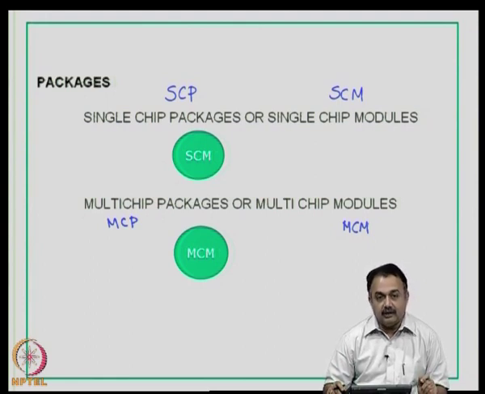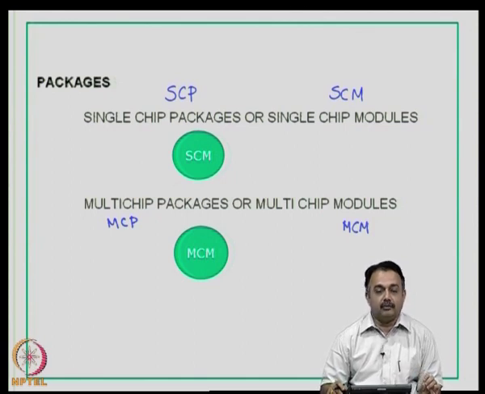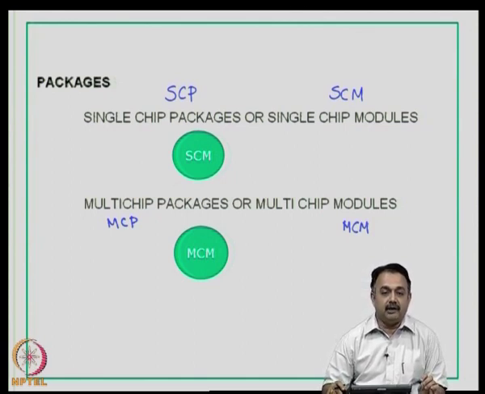Then, as the name indicates, a multi-chip module or multi-chip package means that the package will have two or more die interconnected on the same substrate. So, the first hand definition for single chip package and multi-chip module or multi-chip package basically gives you an indicator of how many dies are present in the package form.